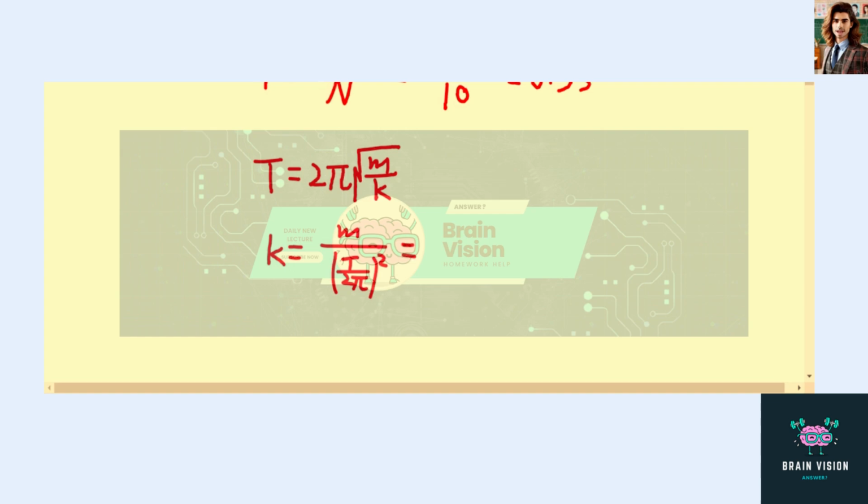And then we know the mass was given as 1.6 kilograms, and we know the time period is 0.5 seconds. So 1.6 over (0.5 seconds over 2 pi) to the power 2, which will give us the spring constant of about 252.7 Newton per meter.